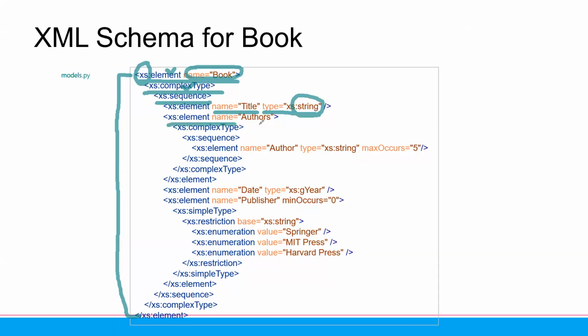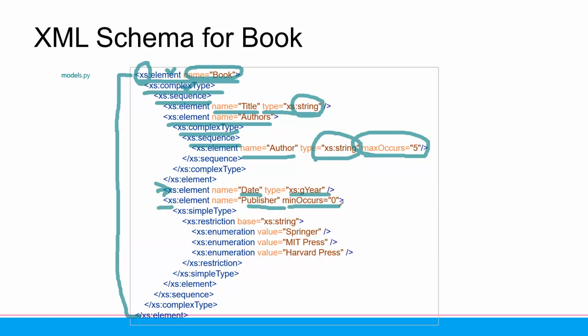Then I have another element with the name authors. Again, I will have a complex type, and then I define a sequence because there can be multiple authors. For authors, there can be a maximum of 5. So this is the definition in the schema, and the data type will be string. What about the date? The date is just a date, and we can just put the year. And then the publisher, the minimum occurrence is 0, which means if you do not have any publishers, no problem.